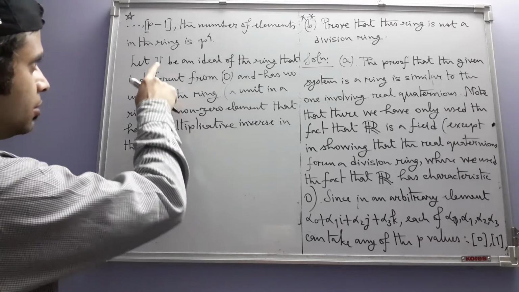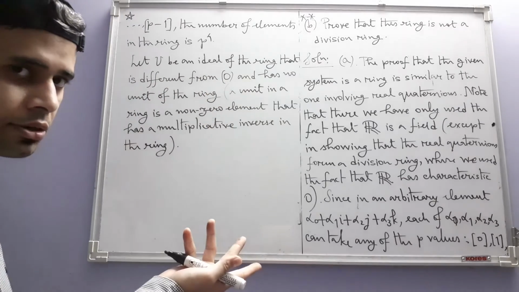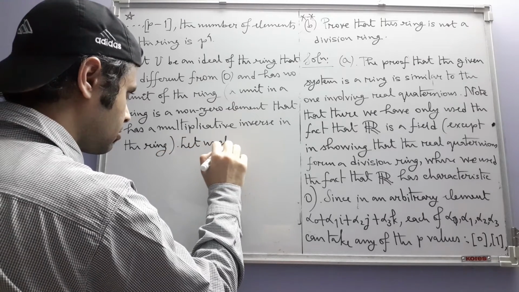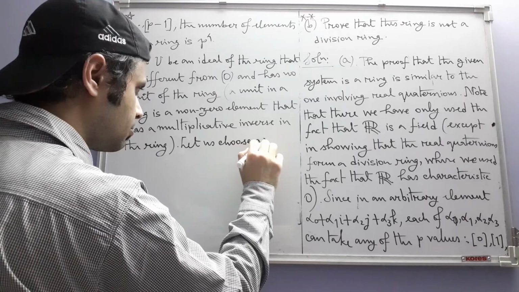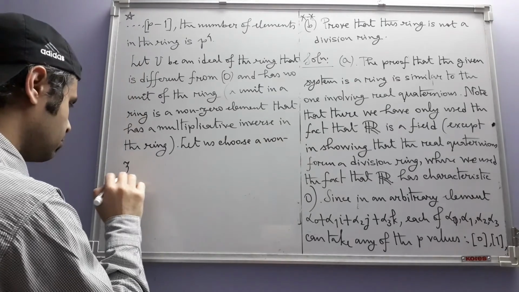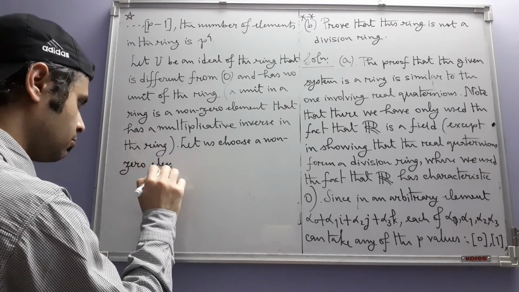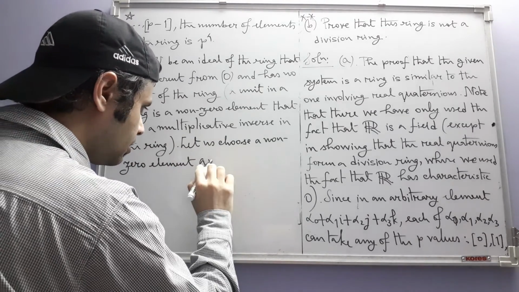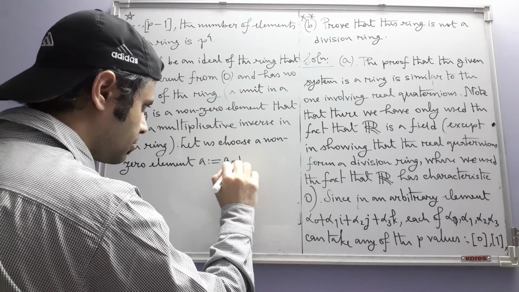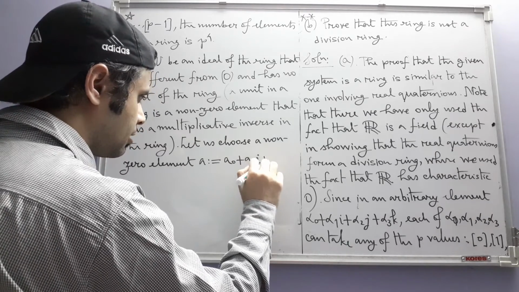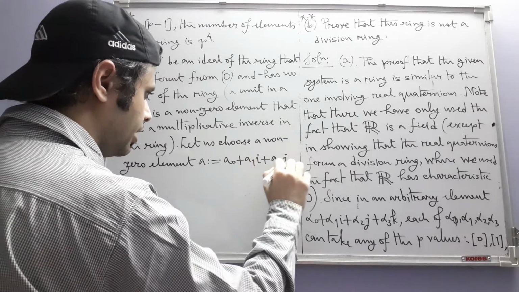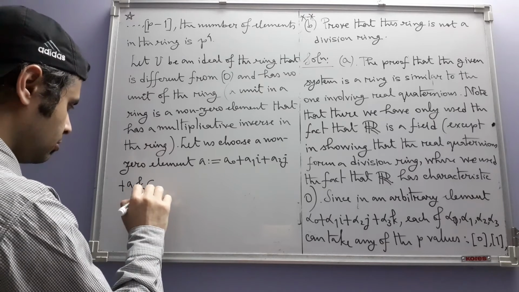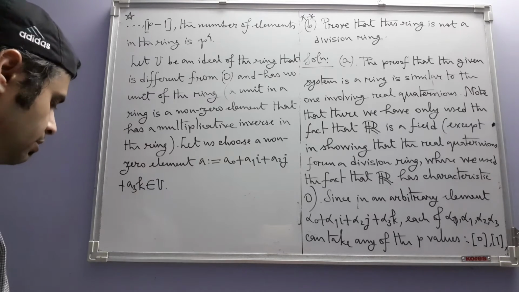Now since U is different from the zero ideal, there will be a non-zero element. Let us choose a non-zero element a, which is a0 plus a1 i plus a2 j plus a3 k, in our ideal U.